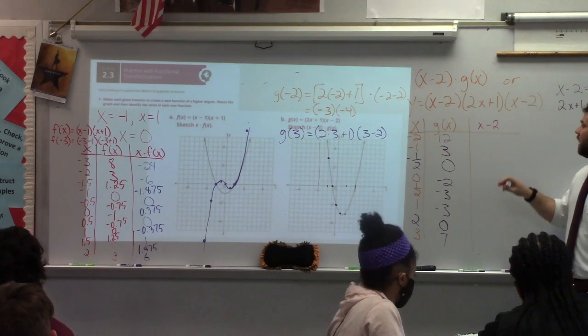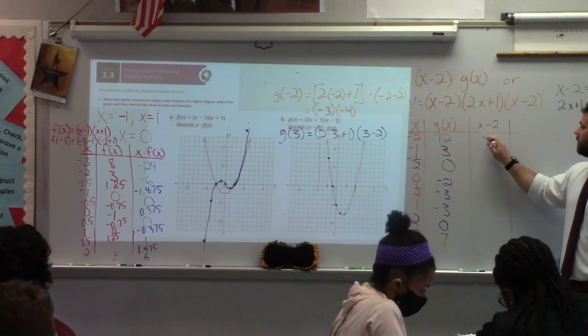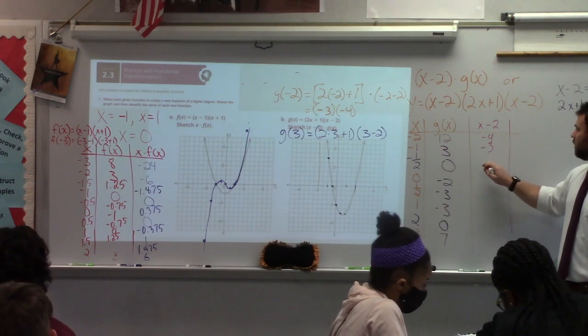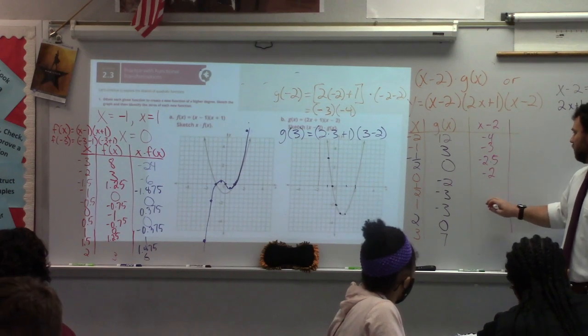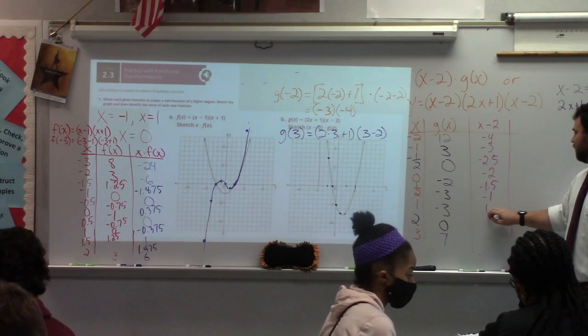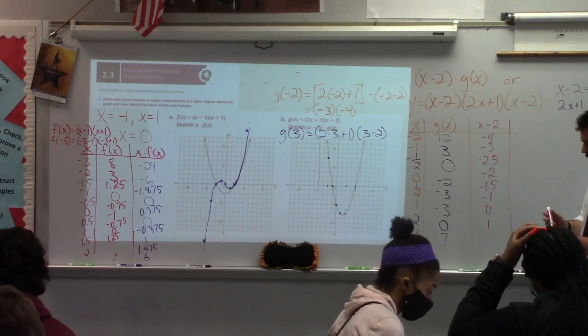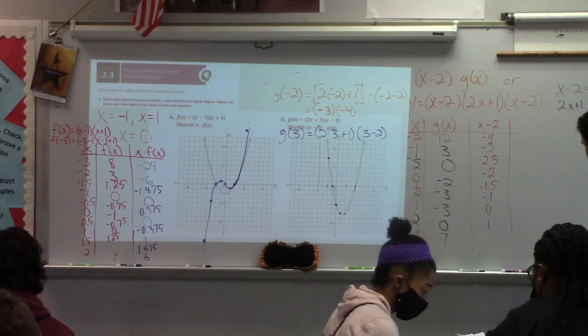You don't have to do that column. I just do it to show where it's coming from. I'm just subtracting 2 from x. So negative 4, negative 3, negative 2.5, negative 2, negative 1.5, negative 1, 0, 1. And then we would dilate.